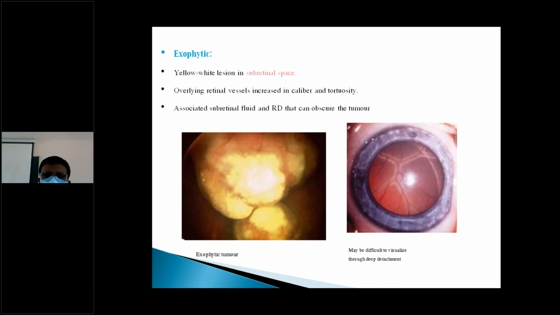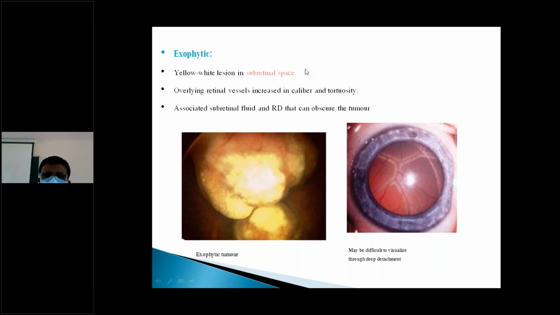Exophytic means the tumor arises from the retina and separates the overlying retina from the underlying choroid. It appears as a yellowish white lesion in the subretinal space. Overlying retinal vessels are increased in caliber and tortuous. You can see they are very large here. It can be associated with subretinal fluid and retinal detachment that can obscure the tumor. That is the characteristic feature of exophytic retinoblastoma.